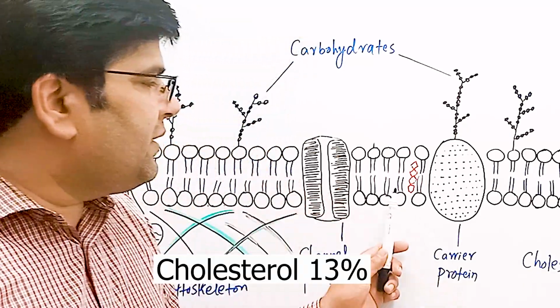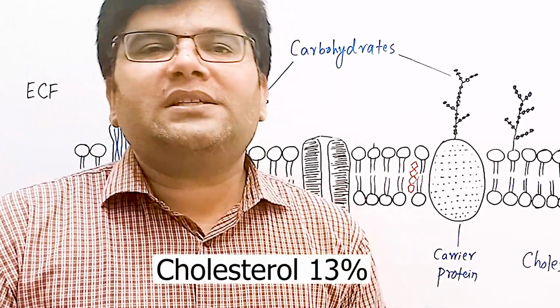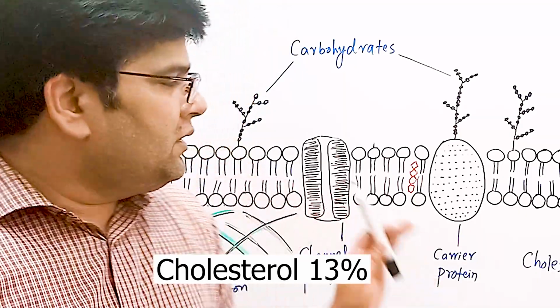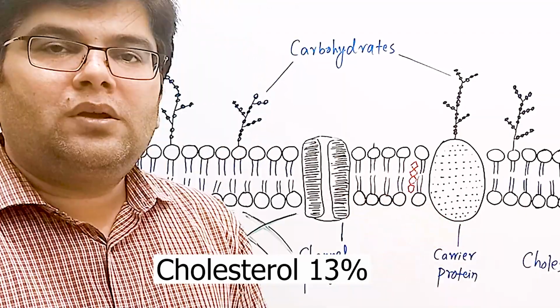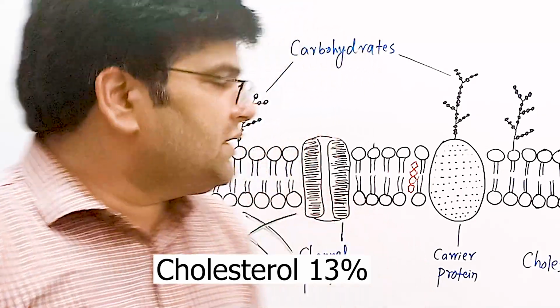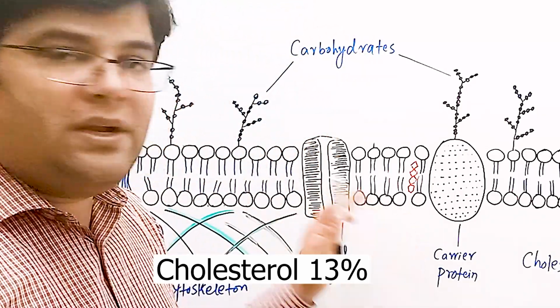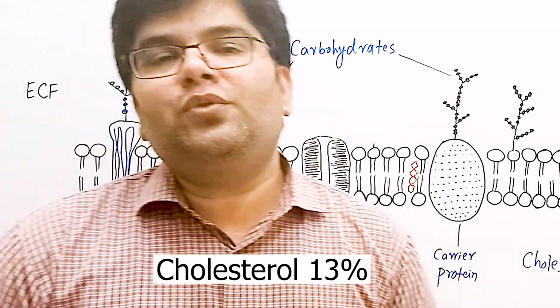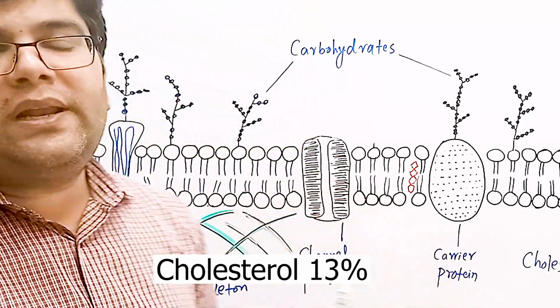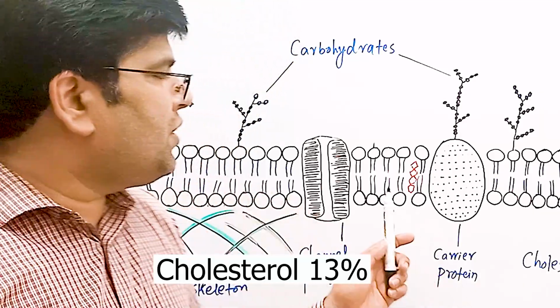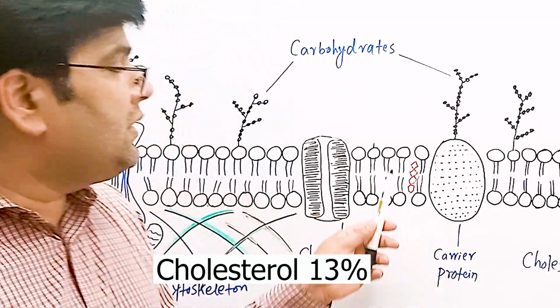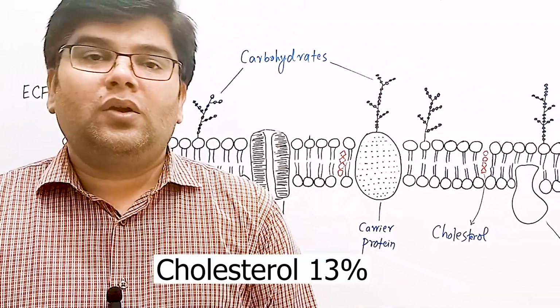Cholesterol is the second most abundant lipid in cell membrane. It makes about 13% mass of cell membrane. In a sense, cholesterol is dissolved in the phospholipid bilayer, and it contributes both to the fluidity as well as to the stability of cell membrane. Cholesterol also contributes to the degree of permeability in between the phospholipid molecules.